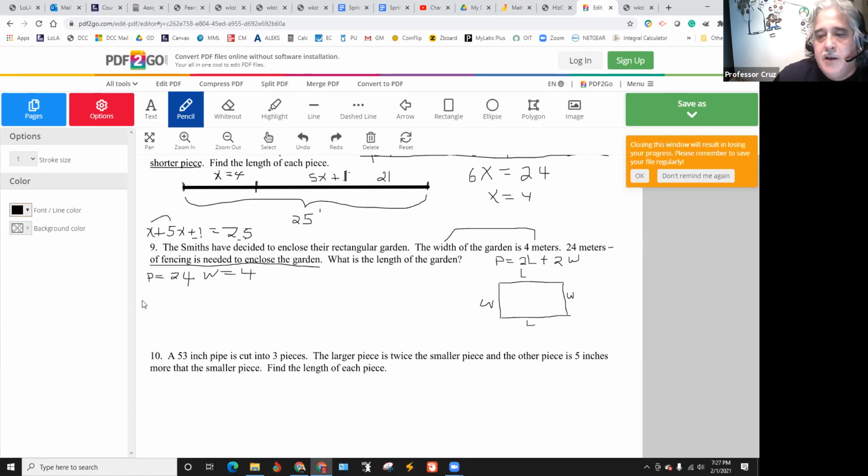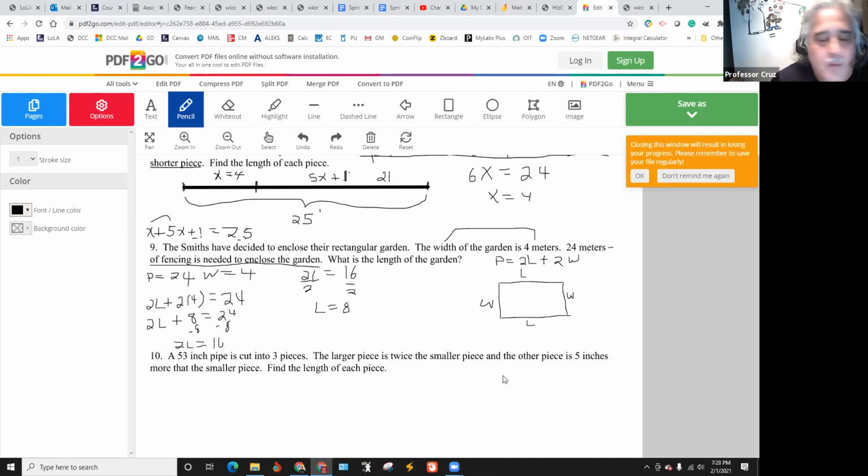So now we can just say 2L plus 2 times 4 is equal to 24. 2L plus 8 is equal to 24. Subtract 8, subtract 8. 2L is equal to 16. Divide both sides by 2. L is equal to 8.